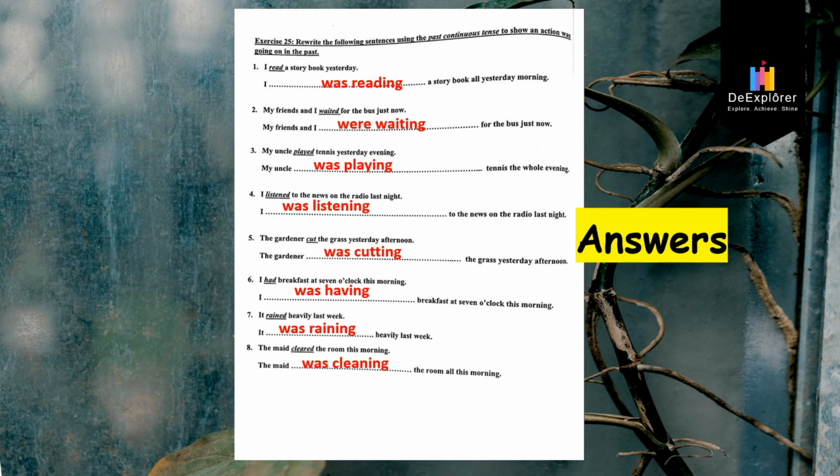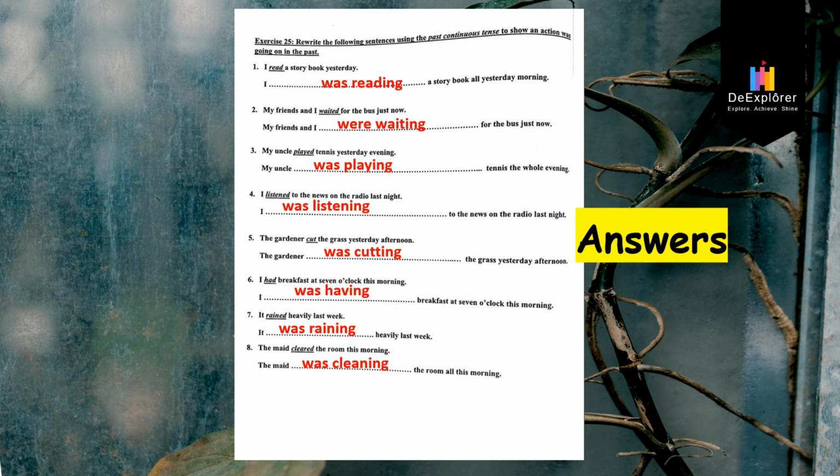Number 3, my uncle was playing. Okay, don't forget your was verb with ing form. Number 4, I was listening to the news on the radio last night. Number 5, the gardener was cutting.